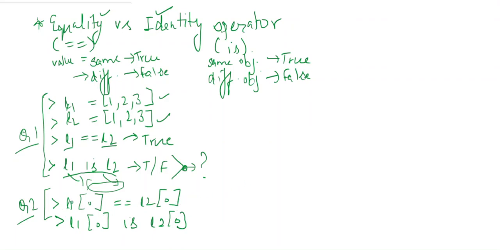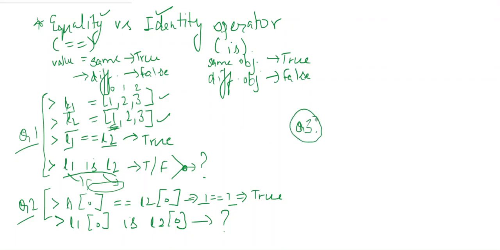Now again, in this case, L1[0] will be 1 since we can see 1 is present at the 0th index of L1. If we say these are the indexes 0, 1, 2, then 1 is present at the 0th index of L1. Similarly, at the 0th index of L2 we also have the same value 1, as we can see over here, right? So this will be equivalent to 1 equal to 1, which will return true, since the values are the same in both the variables, right? Again, for the identity case, we will see in a while. So we are not doing it right away. Then comes the third case.